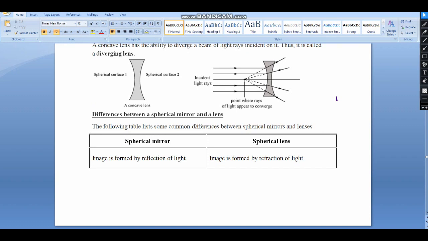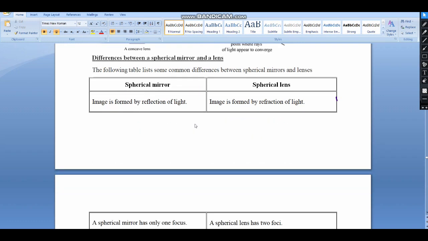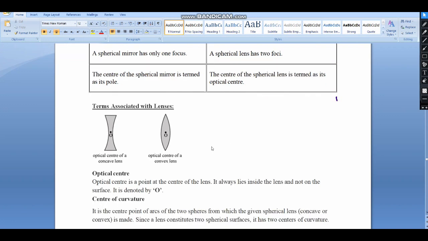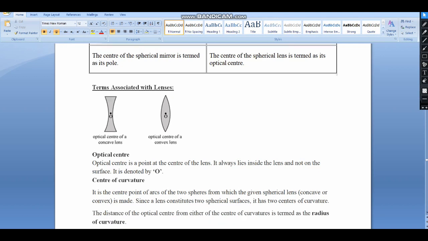Here there is a difference between the spherical mirror and the lens. A spherical mirror forms an image by reflection; here there is refraction. A spherical mirror has only one focus, whereas a lens has two foci. The center of a spherical mirror is termed the pole, and in a lens it is known as the optical center. Next topic: terms associated with lenses, meaning the terms used for lenses.